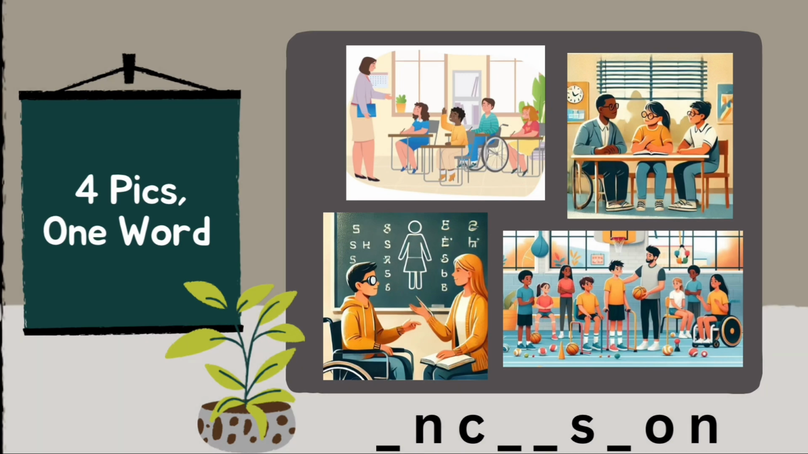First, observe the pictures. Look at the 4 images displayed on the screen. Each image represents a part of the same idea. Next, think of a common word. Analyze the photos and the word with missing letters. Identify that one word that connects them all.